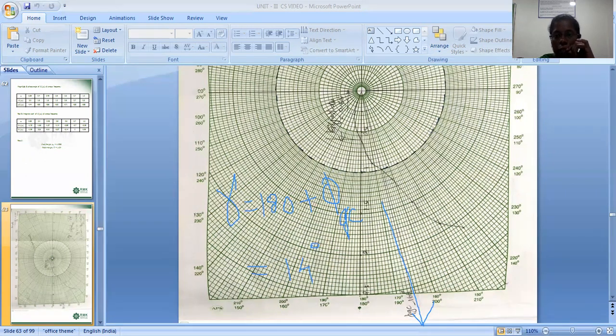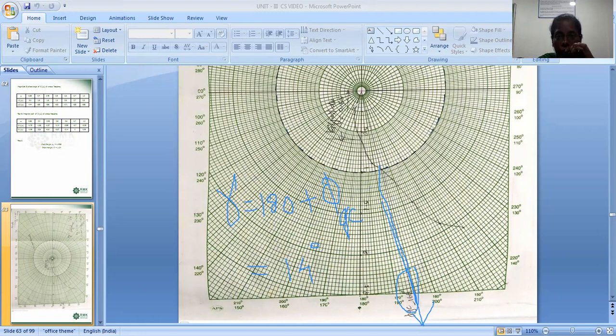For finding the phase margin, after plotting the polar curve, we have to draw the unity circle and check where the polar curve is cutting, meeting, or crossing that unity circle. That respective angle is our phi gc. Once we know the phi gc, gamma is equal to 180 plus phi gc. If you substitute that phi gc, you will get gamma, that is the phase margin.